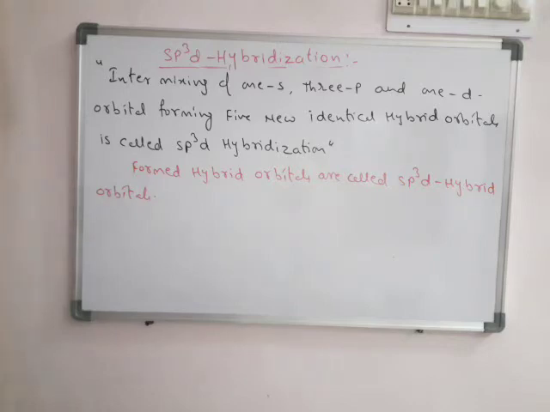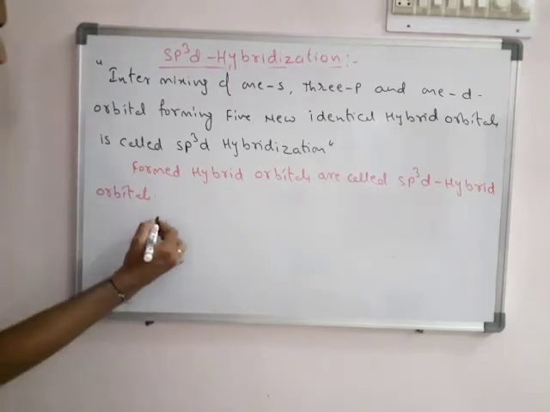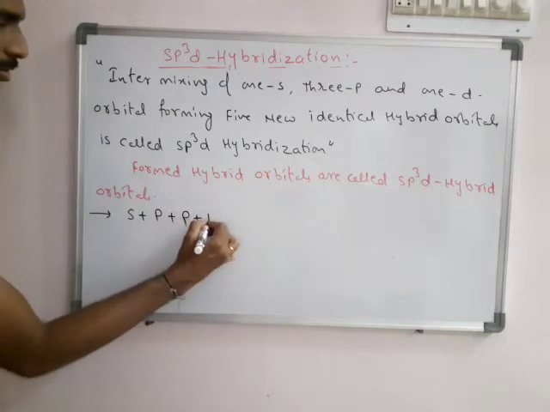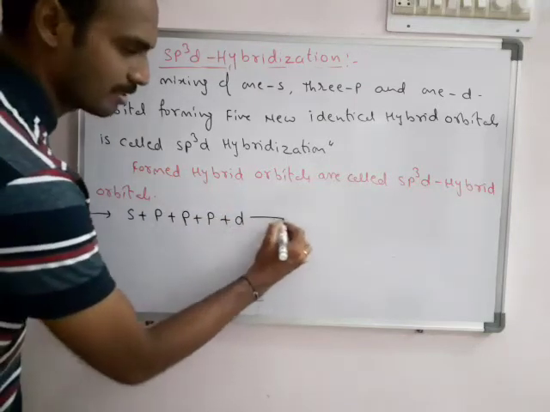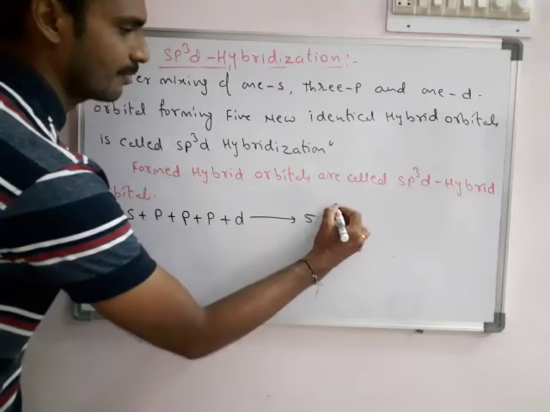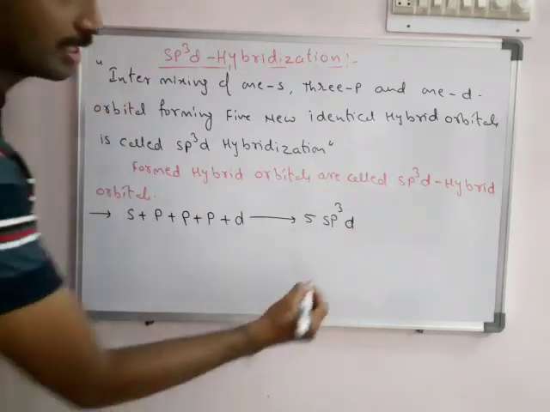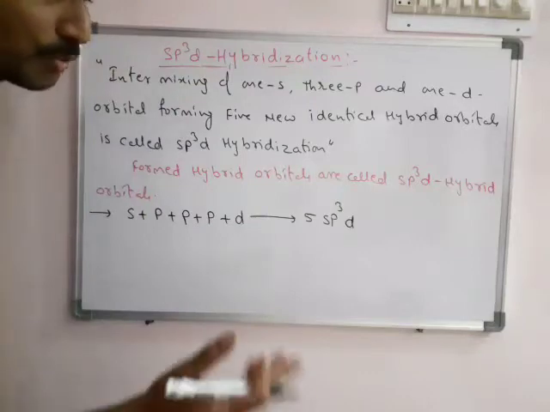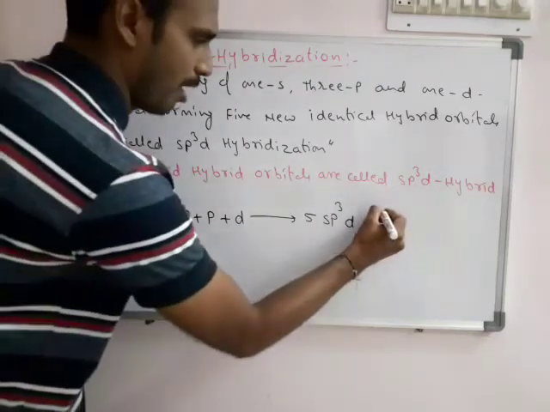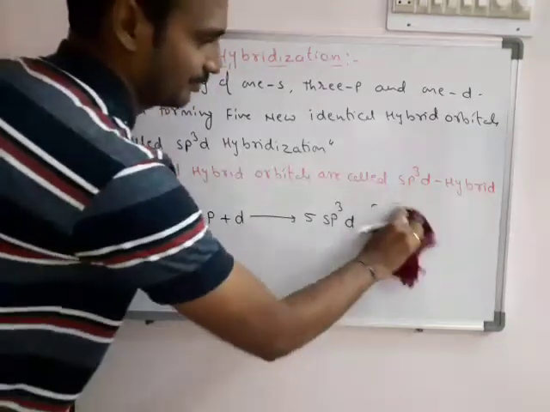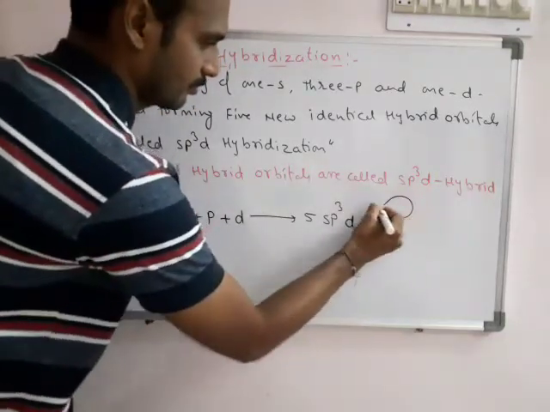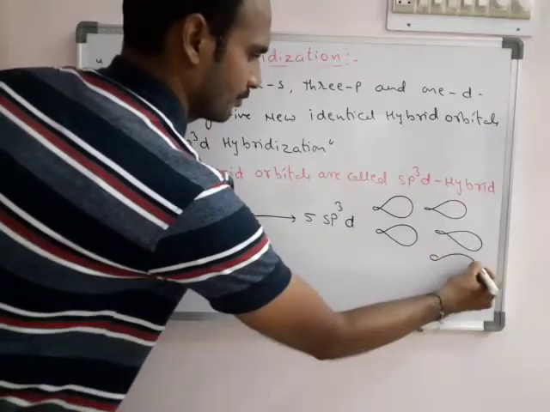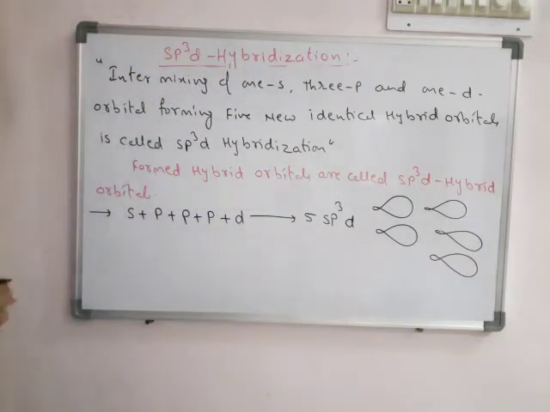Okay, so next, important: we add them in a general way. One s orbital, 3 p orbitals, and 1 d orbital form 5 sp3d hybrid orbitals. So no need to write separately. The 5 sp3d hybrid orbitals are formed.